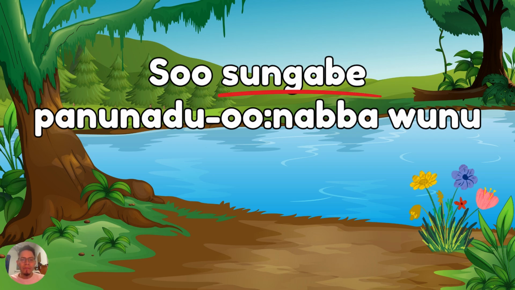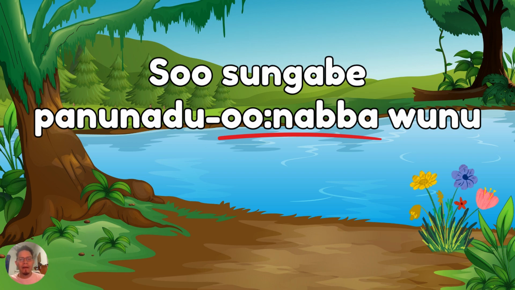Sungavi is a word that specifically refers to a cottonwood tree, but it is also the word that is used to refer to a tree in general. Sungavi, tree. Okay, the word directly below it, unaba, means the other side.